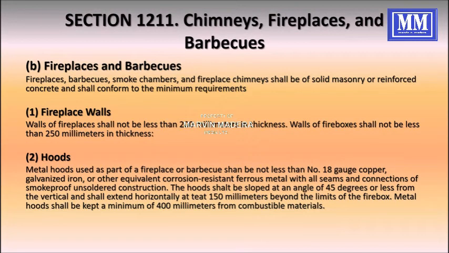For hoods, metal hoods used as part of the fireplace or barbecue shall not be less than number 18 gauge copper, galvanized iron, or other equivalent corrosion-resistant ferrous metals with all seams and connections of smoke-proof and soldered construction. The hoods shall be sloped at an angle of 45 degrees or not less from the vertical and shall extend horizontally at least 150 millimeters beyond the limits of the firebox. Metal hoods shall keep a minimum of 400 millimeters from combustible materials.